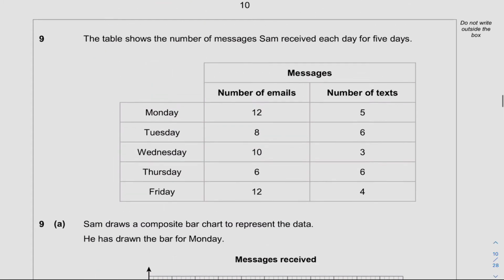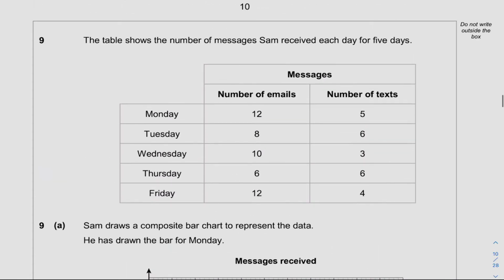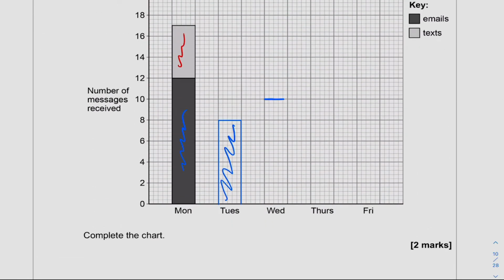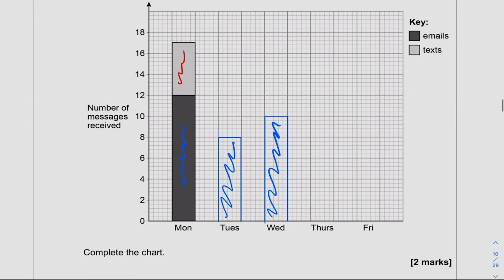So for Tuesday, he received 8 emails, so we go up to 8 on Tuesday. Okay, and then we'll just shade that in. And then on Wednesday he received 10, so we go up to 10. And again, we'll just quickly shade this in. Thursday he received 6, and then Friday was 12. Okay, so Thursday we've got 6, and then Friday it was 12. So that's the number of emails completed.